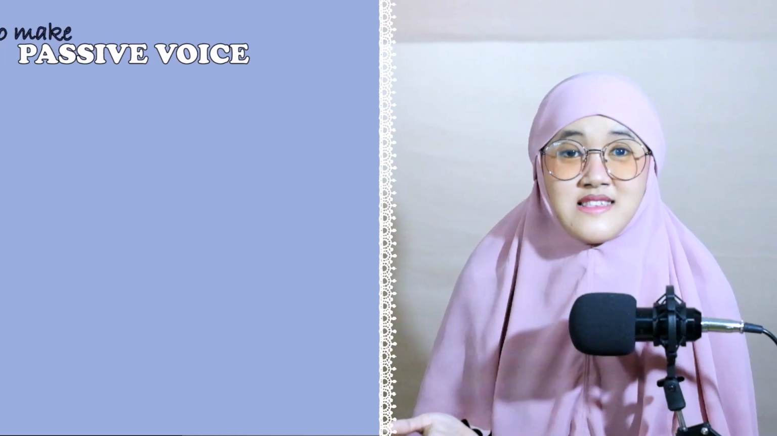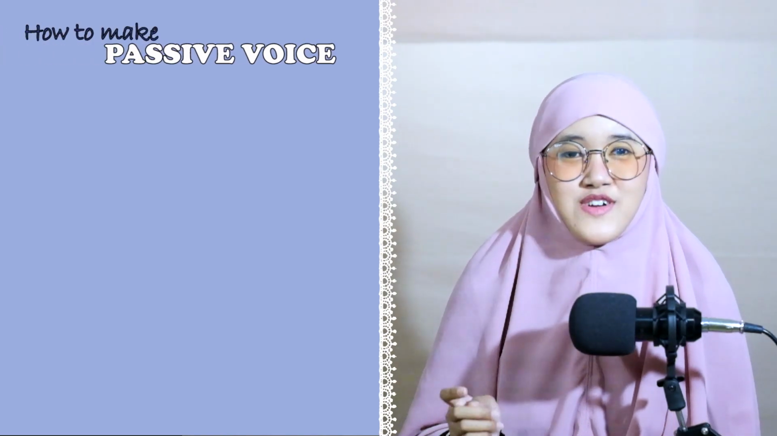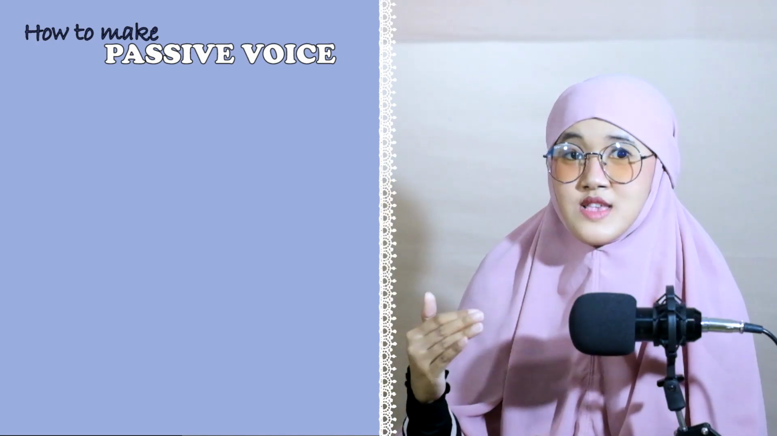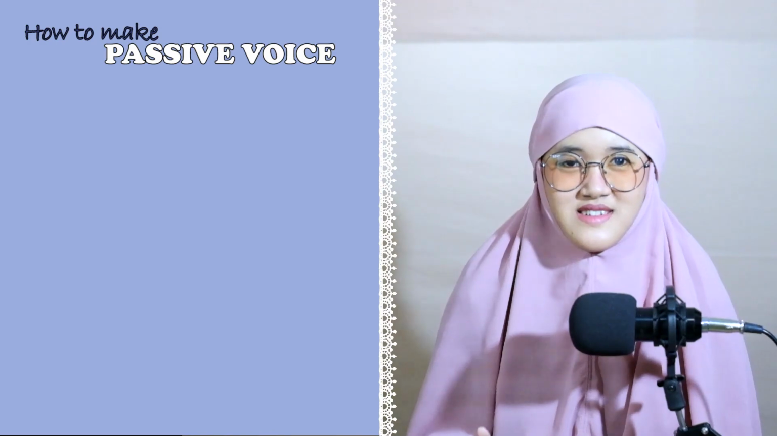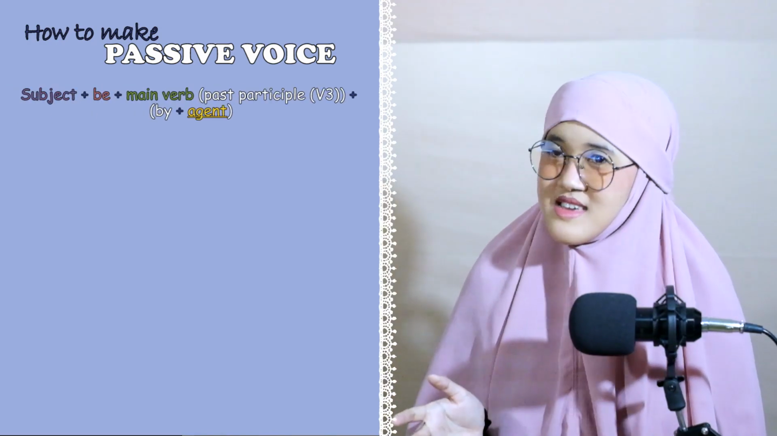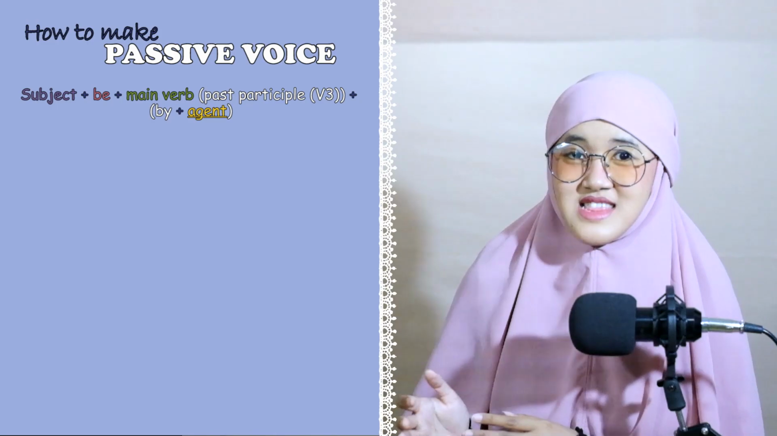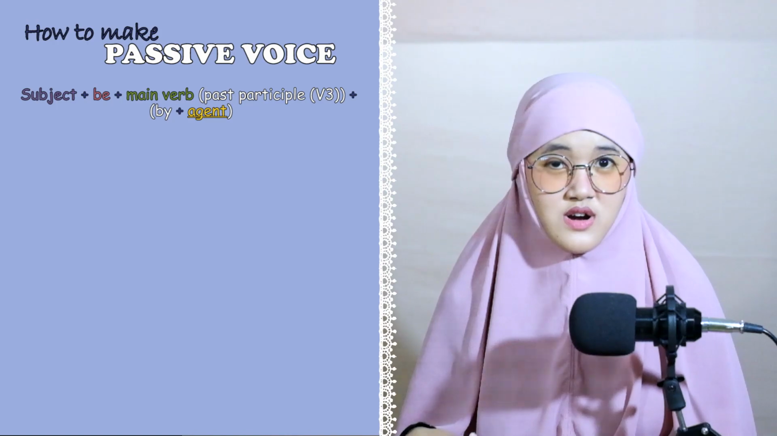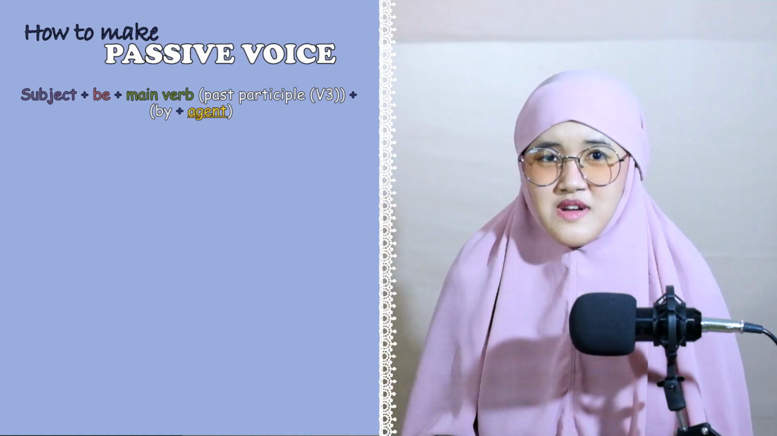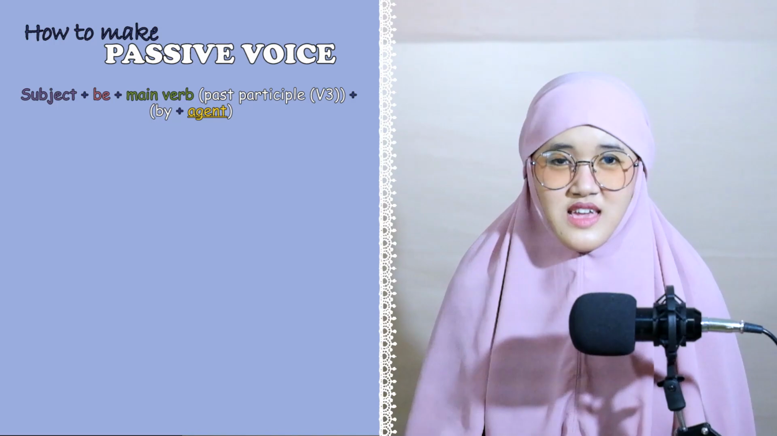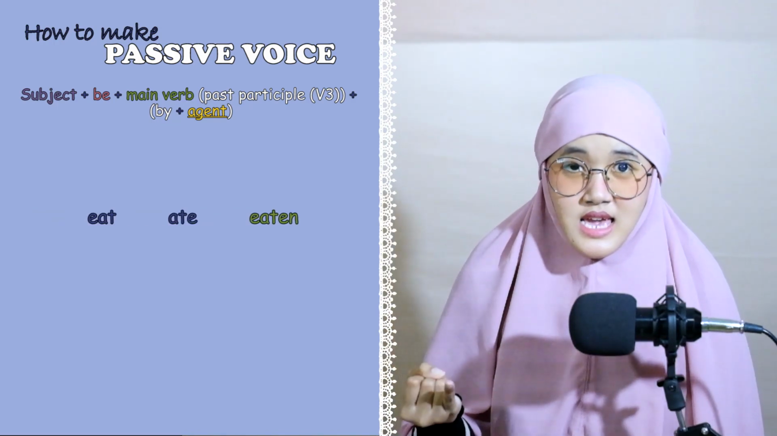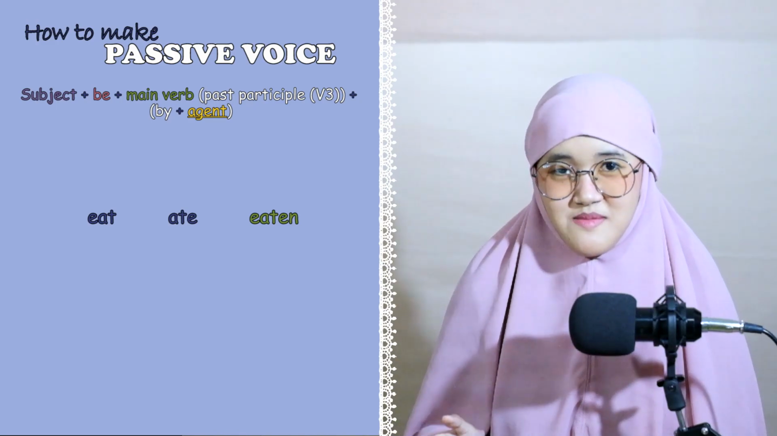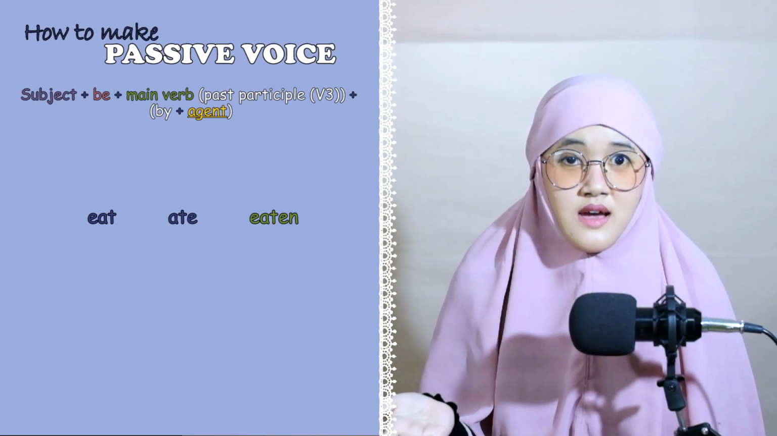How do we make the passive voice? I have good news for you. So, the basic structure of the passive clause is very simple. The auxiliary be is conjugated in all tenses. The main verb is always the past participle or verb 3. What is past participle? What is verb 3? Eat, ate, eaten. Eaten is a past participle. Or you can say verb 3.